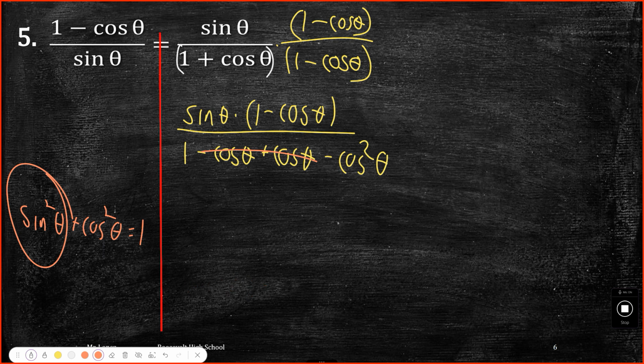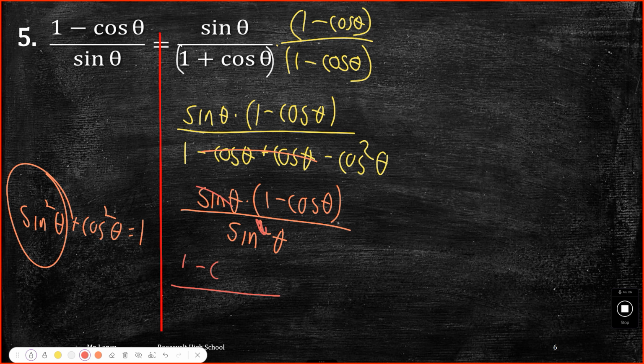So then, as we continue, this is going to be sine theta times, leave it, don't multiply that one out, because you need that 1 minus cosine theta, which is up here. You will have sine squared theta at the bottom. Now you can do what? Cancel out one of these sine thetas. So now you're going to have 1 minus cosine theta over sine theta, and that is what's right there, and you verified it.